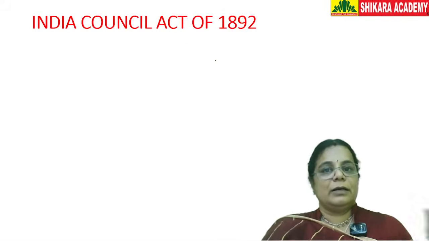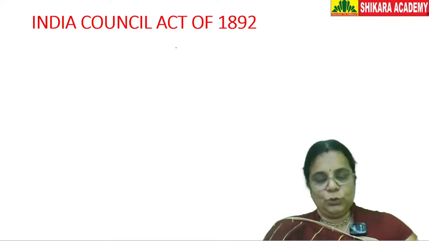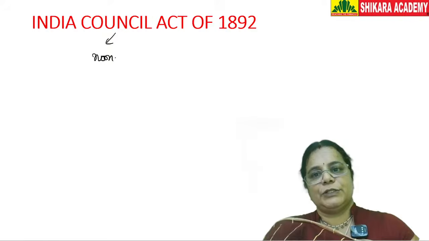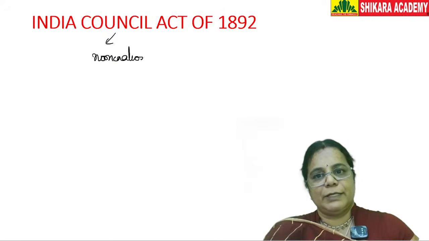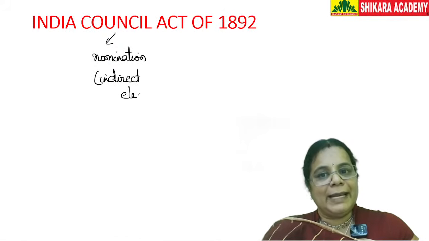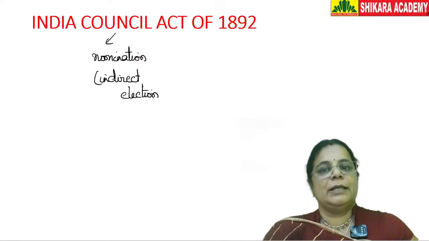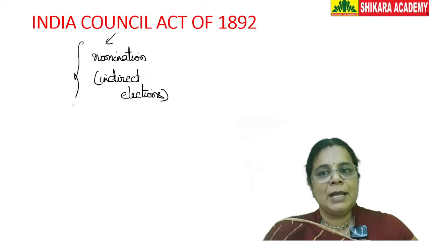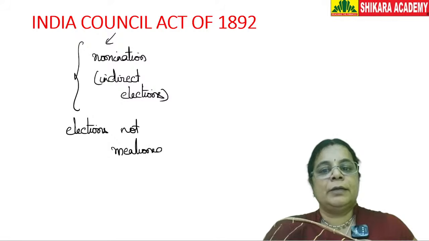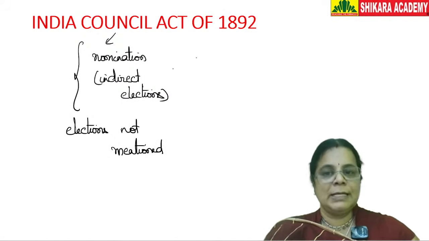Now, what did the India Councils Act 1892 do? First thing it did is it introduced the system of nomination, indirect elections. For example, you have a chamber of commerce. They could elect a member to the legislature. But please remember, elections are nowhere mentioned in this law. Nowhere do you find the term mentioned in this.